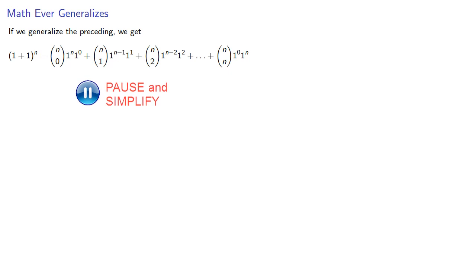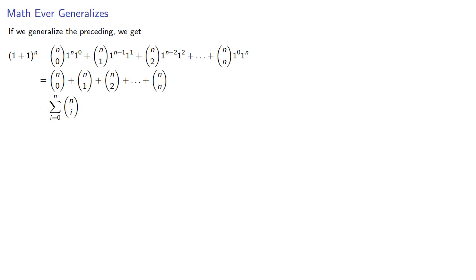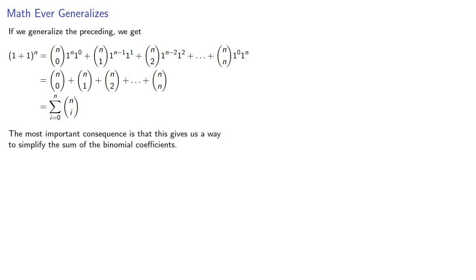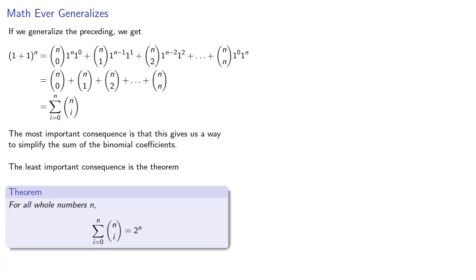If we generalize the preceding, we find that (1 + 1)^n will be, and since 1 raised to any power is 1, and we can omit factors of 1, we get, and, writing this in our summation notation, the most important consequence is that this gives us a way to simplify the sum of binomial coefficients. The least important consequence is the theorem that, for all whole numbers n, the sum of the binomial coefficients is 2 to the power n.